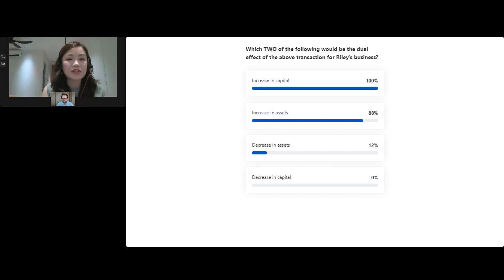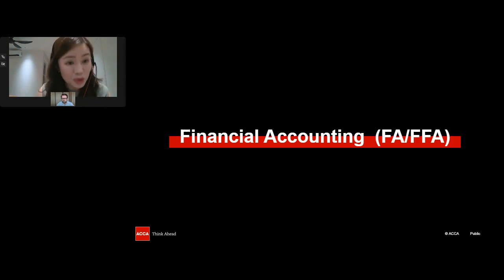So this is mainly to support the double entry, and that is the reason why we have been emphasizing that the fundamental accounting principles, concepts, and double entry systems will still be crucial and important in the exam. It's for you to attempt questions like this. Once again, congratulations that you managed to answer 2 questions. That's a good move. And we're now looking at the third area on financial accounting, FA, FFA.